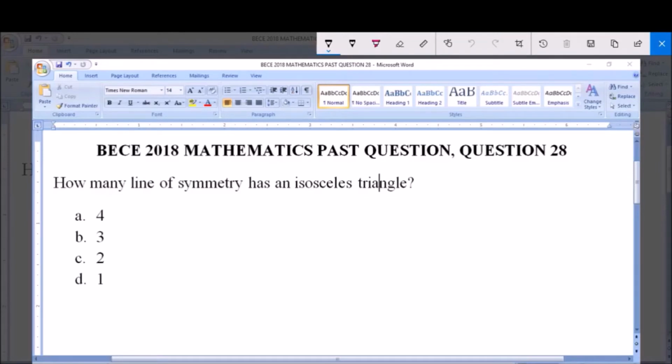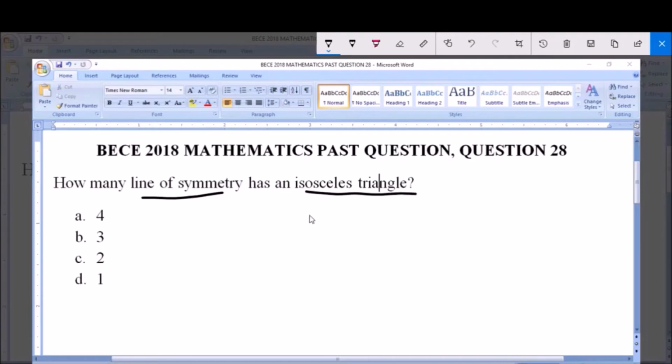Today we're going to be dealing with Bece 2018 Mathematics Past Question, question 28. How many lines of symmetry has an isosceles triangle? A 4, B 3, C 2, and D 1. So we are asked for the number of lines of symmetry an isosceles triangle have.